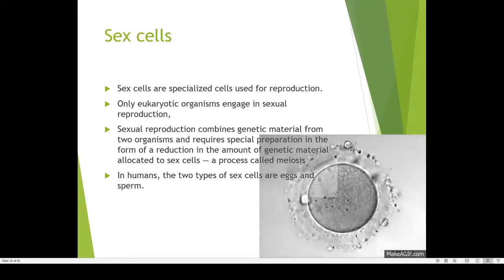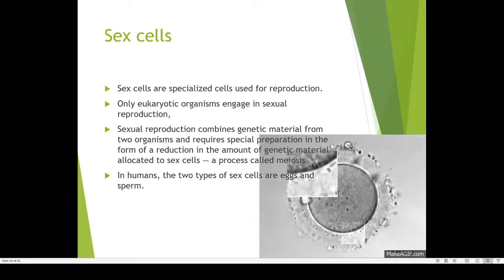Sex cells. Sex cells are specialized cells used for reproduction. Only eukaryotic organisms engage in sexual reproduction. Sexual reproduction combines the genetic material from two organisms, so in our instance, the mother and the father, and requires special preparation in the form of a reduction in the amount of genetic material allocated to sex cells, which the process is called meiosis. In humans, the two types of sex cells are the egg cells and the sperm cells.